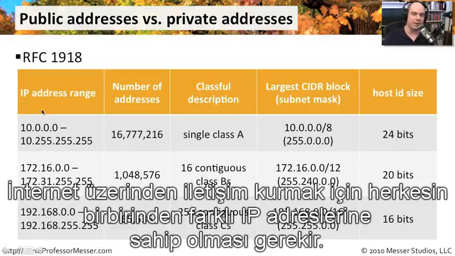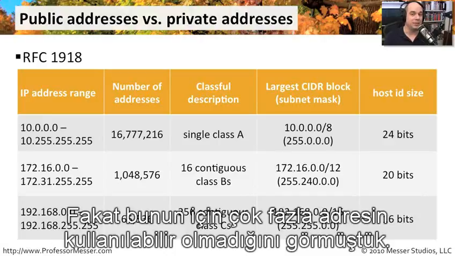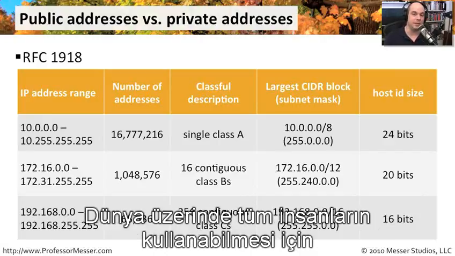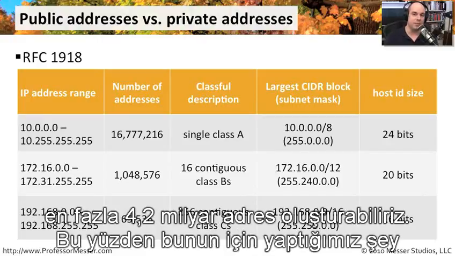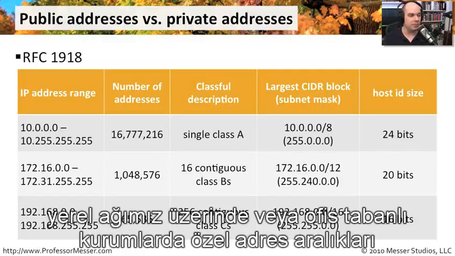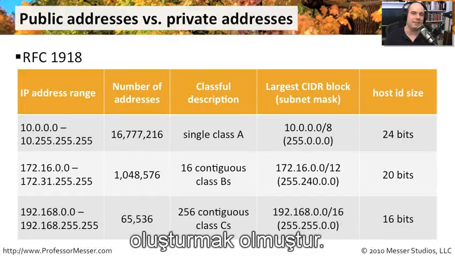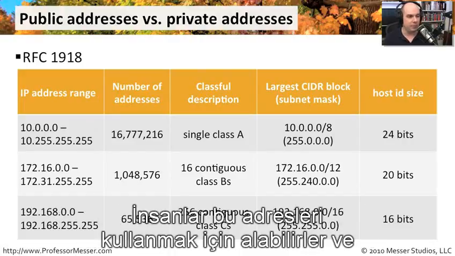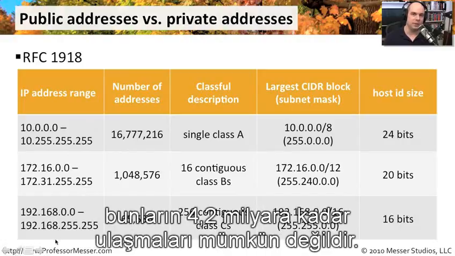To talk over the internet, everybody has to have a unique IP address. But as we've seen, there's not a lot of those things available. So we only have 4.2 billion addresses maximum that we could create for everybody in the world. So what we've done is we've created some private address ranges that on our local network, inside of our office space, inside of our organization, we can give people these IP addresses, and they don't count towards those 4.2 billion.